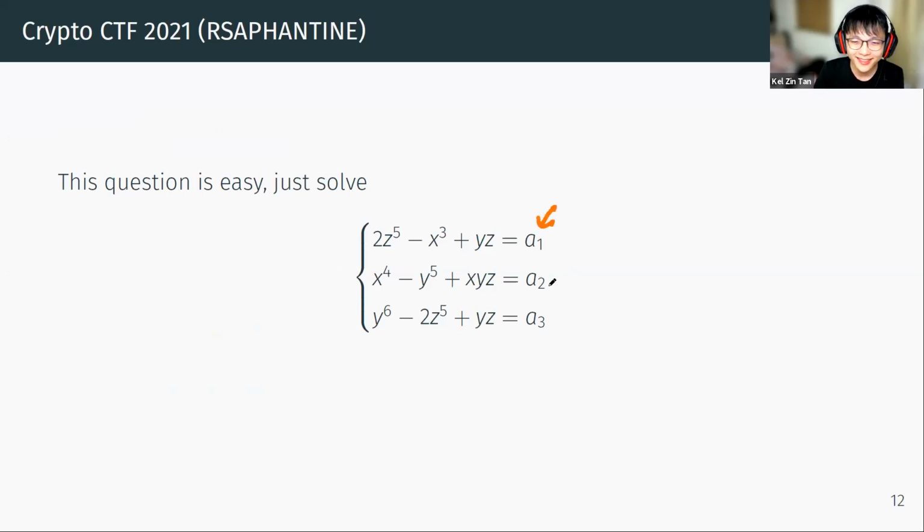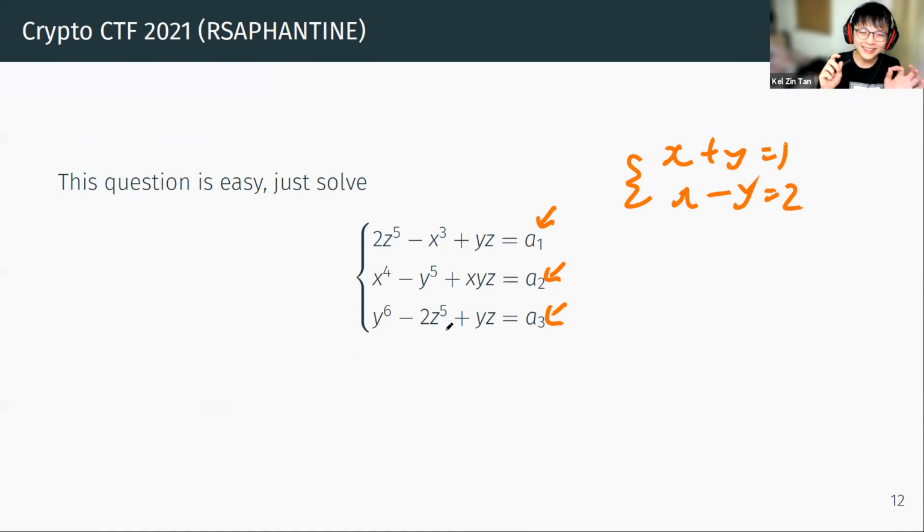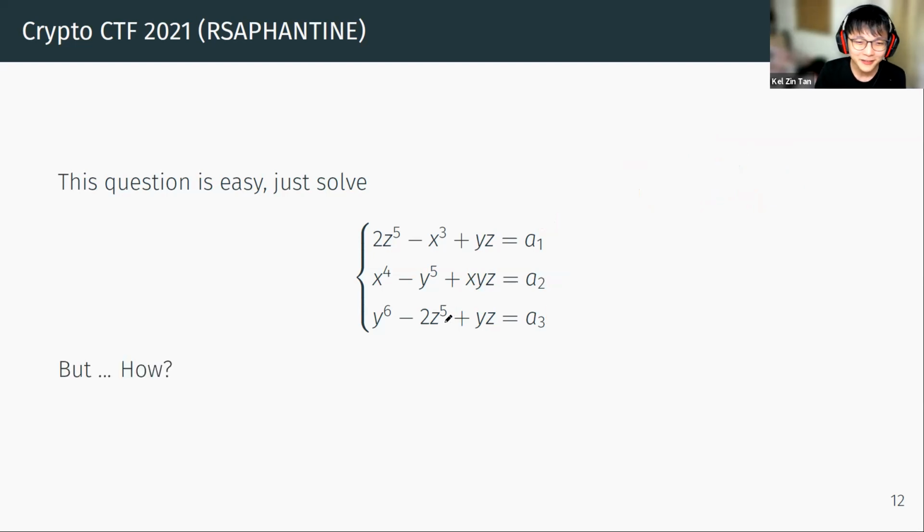So A1, A2, and A3 are given, and if you can somehow juggle these into some form that you can get the equation. You know, like when we are in high school, we deal with things like x plus y equals 1 or x minus y equals 2 and so on, and then we try to solve for x and y. This is actually the same thing, but it has some powers and some multiplications. The degree is higher. So how can we do this?